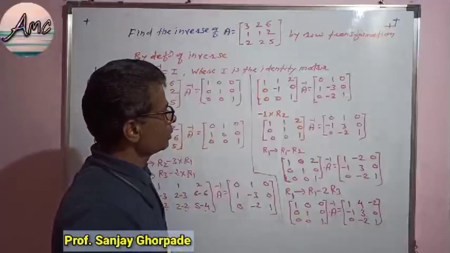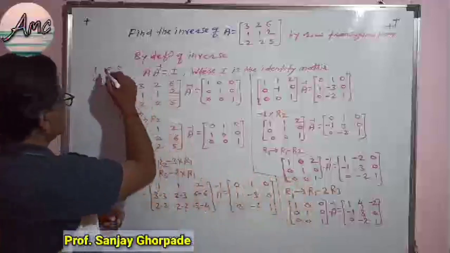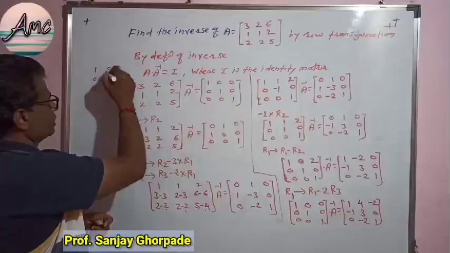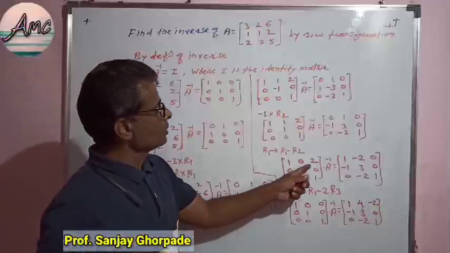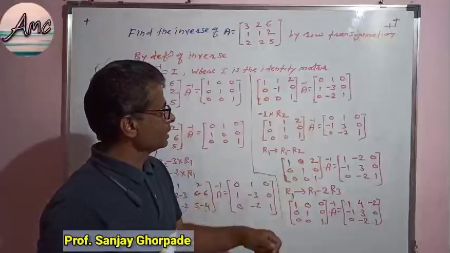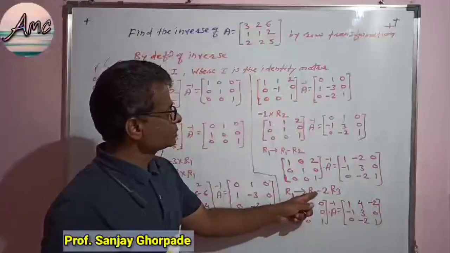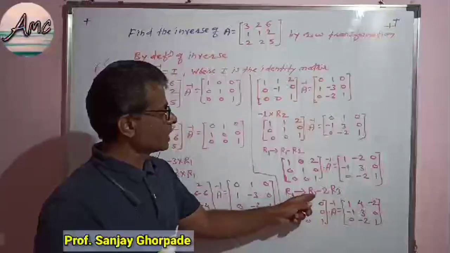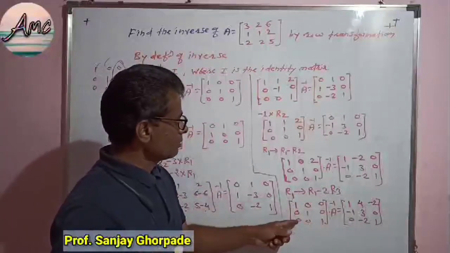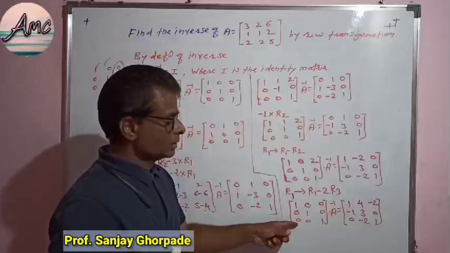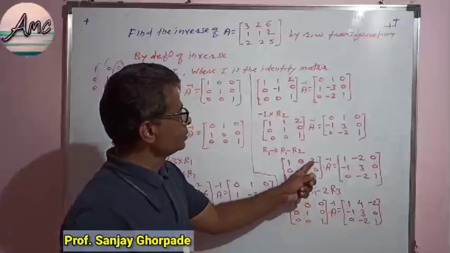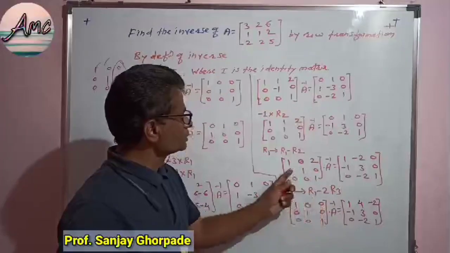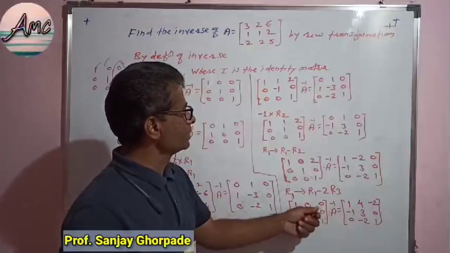Right, now we got 1, 0, 0, we got 0, 1, 0. Now it is required to make 0, 0, 1. So for that I am going to make this element 0 by taking R1 tends to R1 minus 2 times R3. So R1 minus 2 times 0 is 1 minus 0, 0 minus 0 is 0, then 2 minus 2 will be 0. Second row as it is, third row as it is, into A inverse.